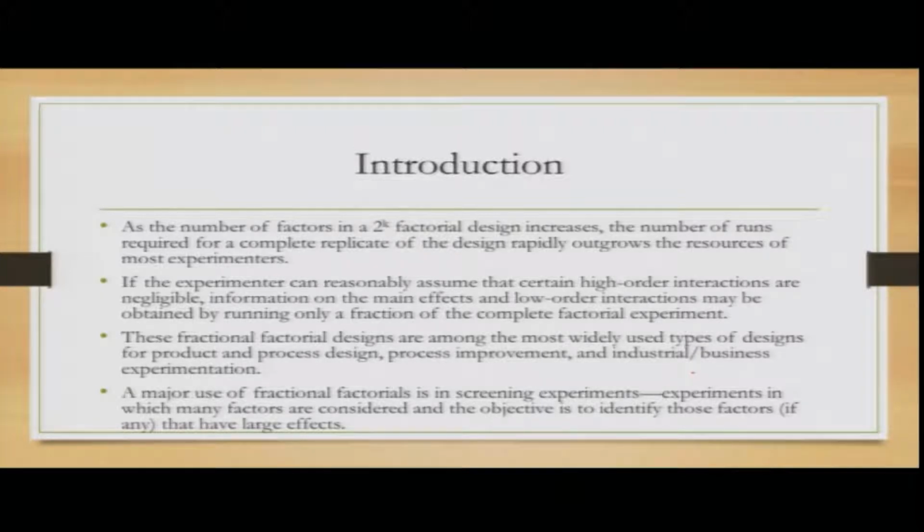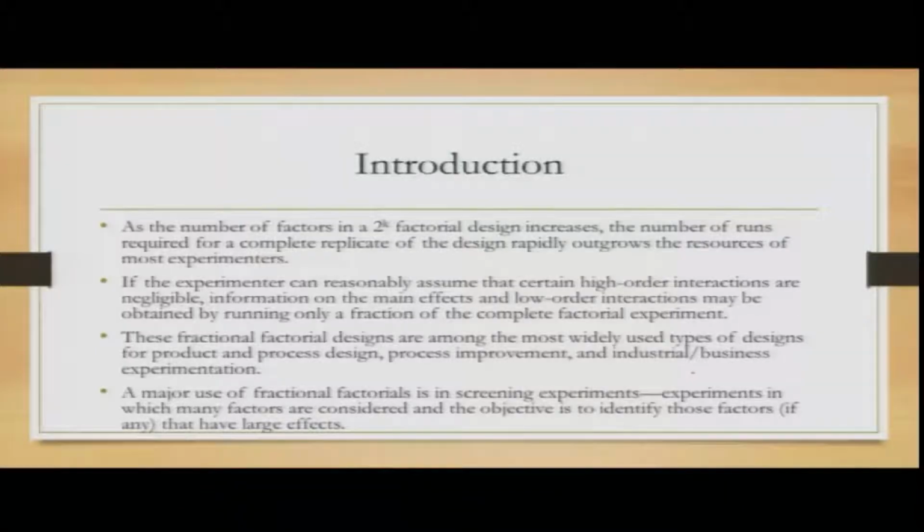If the experimenter can reasonably assume that certain high order interactions are negligible, say for example, the effects of A and B are negligible, obviously you can ignore that. Hence, the amount of calculation needed to be done would reduce, but you have to take an intelligent and rational decision as to what level of significance you require the answer. So, neglecting some factors would now make sense to you. Let me continue reading it. If certain high order interactions are negligible, the information on the main effects and the lower order interactions may be obtained by running only a fraction of the complete factorial model.